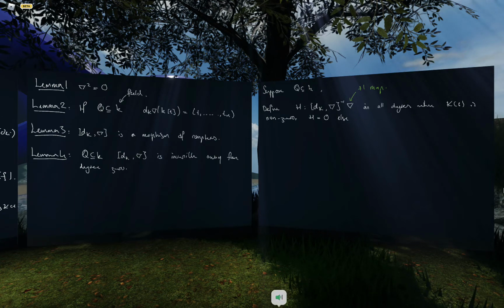Okay, so now for another result. The degree 0 part of the map 1 minus dkh factors through the Jacobi ring.